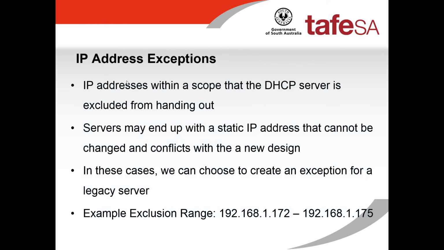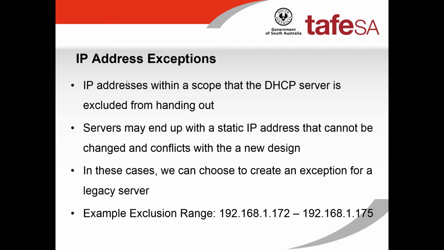For existing networks, they often expand, change, migrate, or two companies may merge together. It can often be difficult to migrate existing networks to new network designs, and so sometimes we end up with a server, for example, that has a static IP address that cannot be changed. In these cases, to accommodate this server in a new network design, we can choose to create an exception for its IP address on the DHCP server.